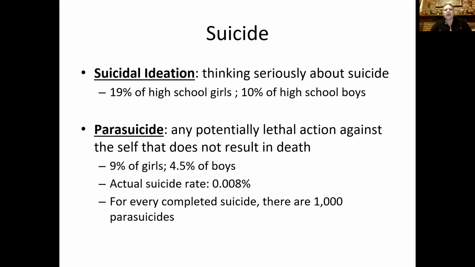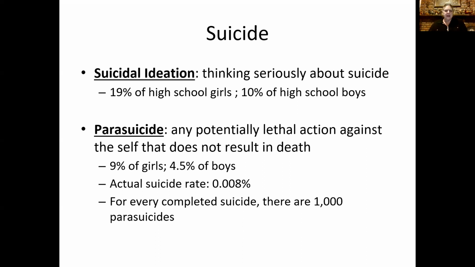Parasuicide is any potentially lethal action against the self that does not result in death. So this is different than non-suicidal self-mutilation, like cutting or something like that. This is something totally different. Parasuicide would be something like, I'm going to take some pills and try to OD, but they don't take enough pills to OD. In that particular case, 9% of girls have done something like that, and 4.5% of boys. Males are actually much more successful at suicide than females. And the way that they do it is different. Males are more likely to use a firearm and females are more likely to take pills.